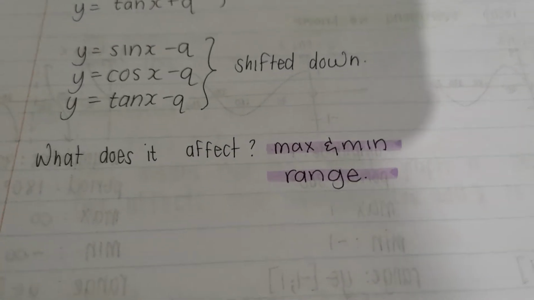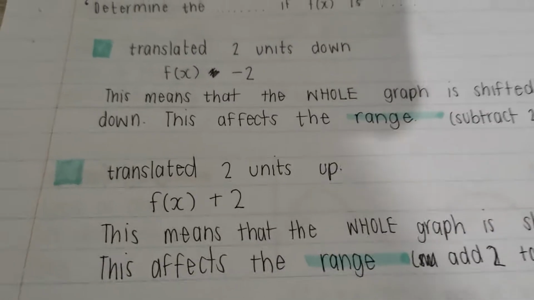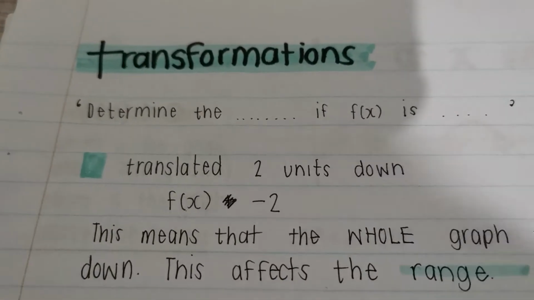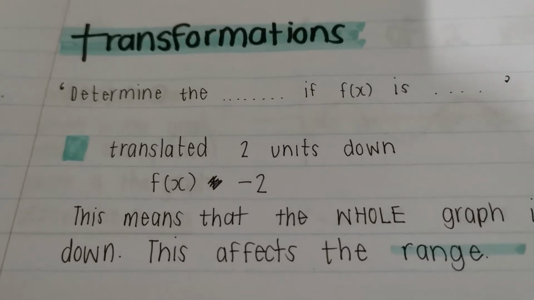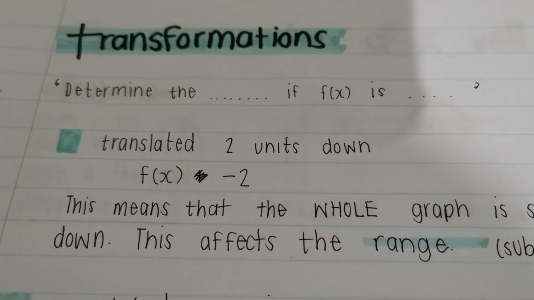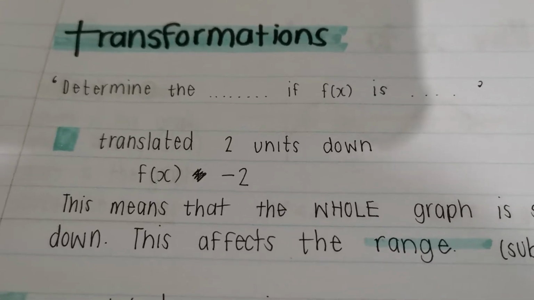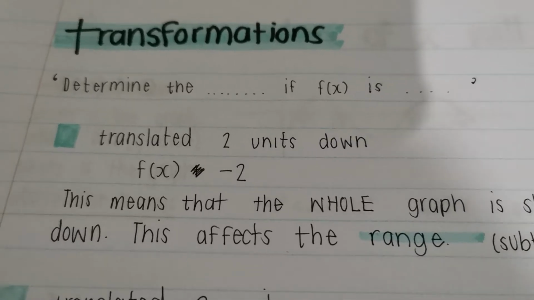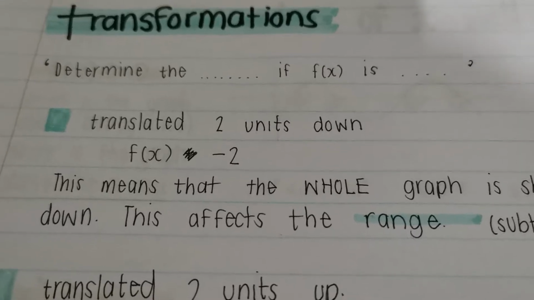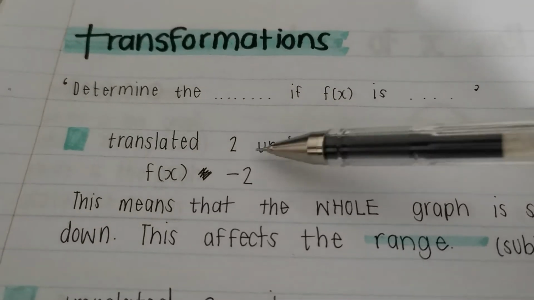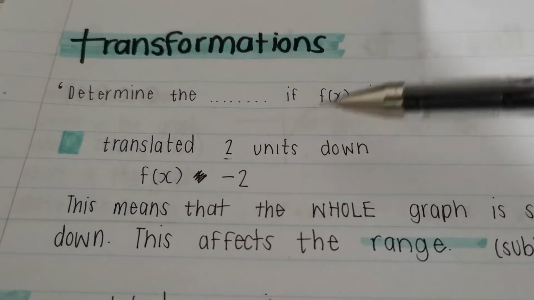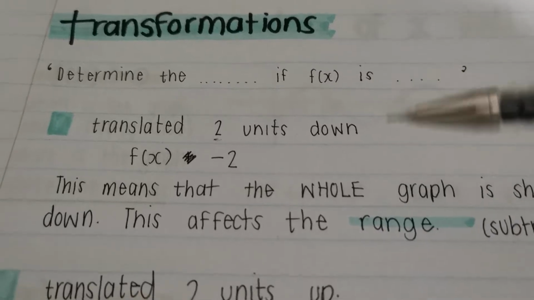All right, let's talk about some transformations. You might have questions that say determine the range of f of x if f of x is translated 2 units down, or determine the minimum turning point of g of x if g of x is a transformation of f of x translated 2 units down, or something like that. Now I'll summarize them for you. If I say translated so many units, and I put in 2 as an example, 2 units down, it means you take your whole graph and shift it 2 units down.